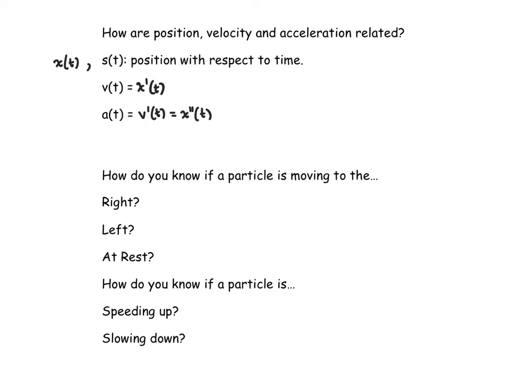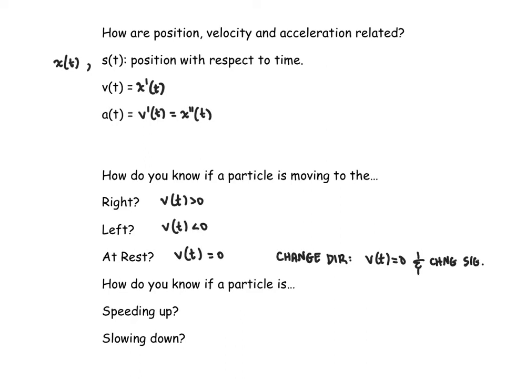Okay, so how do we know if a particle is moving to the right? Well, we know a particle is moving to the right if v of t is greater than 0. How about to the left? Then v of t would be less than 0. At rest, v of t is equal to 0. And there's one I haven't put on here, but how about changing directions? The change in direction happens when v of t equals 0 and changes sign. So beware, there's a big difference between at rest and changing direction.